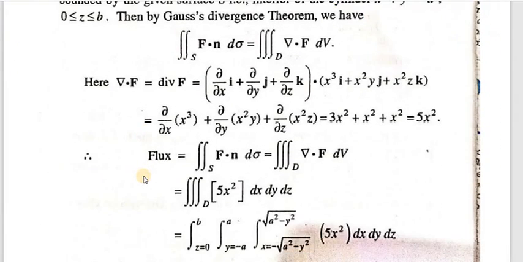Therefore the integral over S of F dot n dσ is equal to the triple integral over D of the divergence of F dV, which is equal to the integral from z = 0 to z = b, integral y = -a to a, integral x = minus root of a² - y² to root of a² - y².